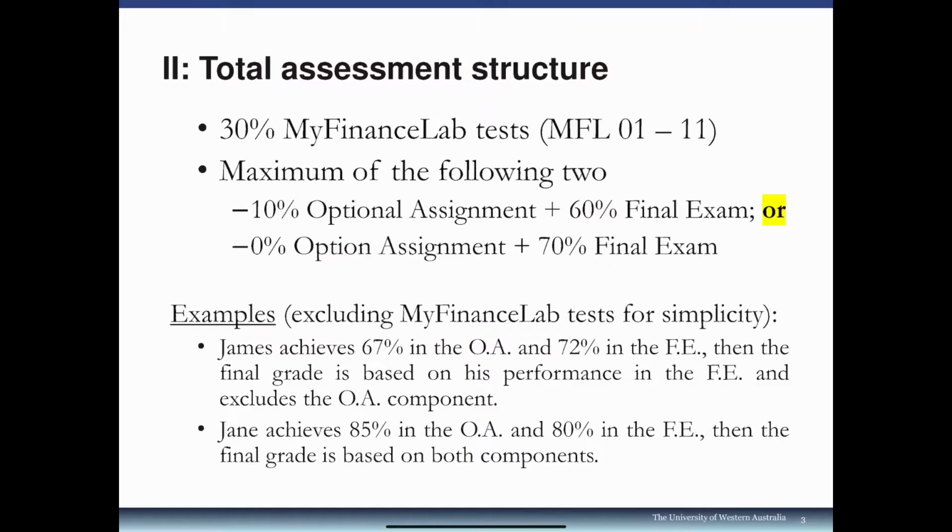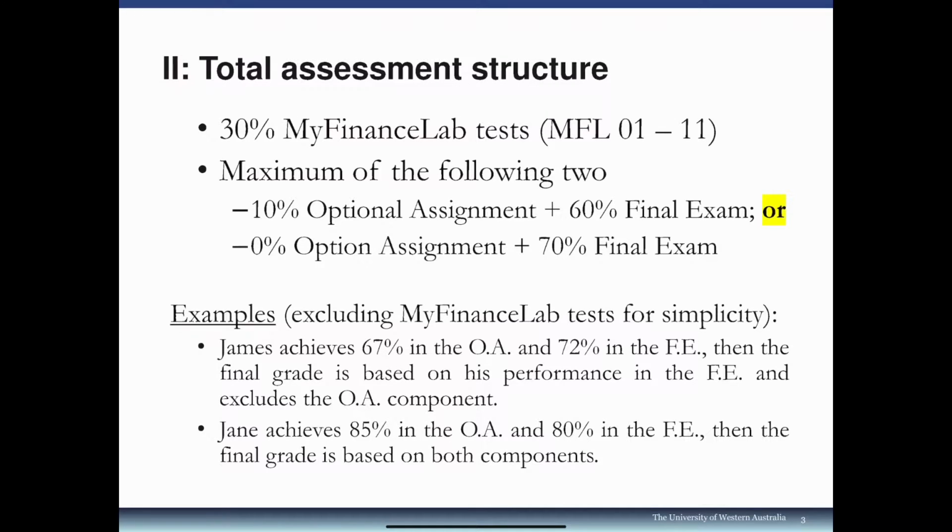So just to give you an example, for simplicity, we have excluded the My Finance Lab component, right? Let's just say James achieves 67% in the optional assignment and 72% in the final exam. Then the final grade is based on his performance in the final exam only and excludes the OA component, because on the point basis, he did better in the final exam. So then the final exam takes the whole 70%.